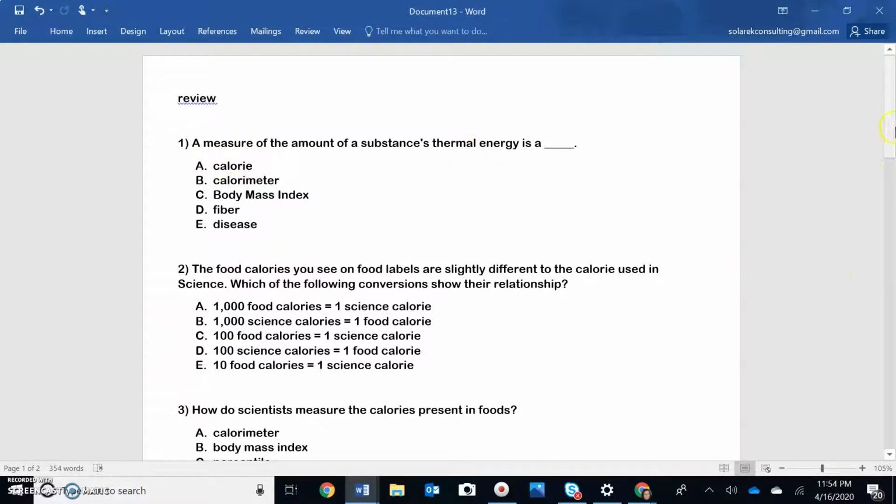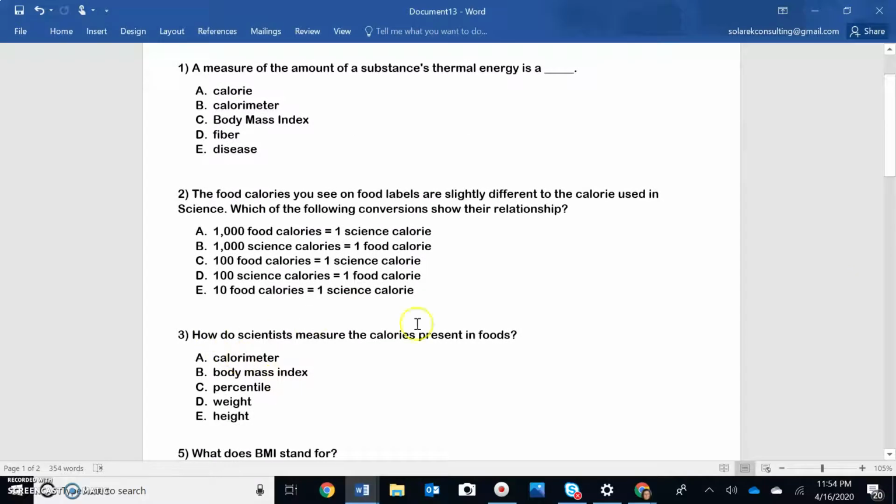And then let's skip down to number 3. How do scientists measure? What's the name of that machine? So you got this one done, and you got this one done. Okay, so food calories that you see on food labels are different. What is the conversion? Do you remember?